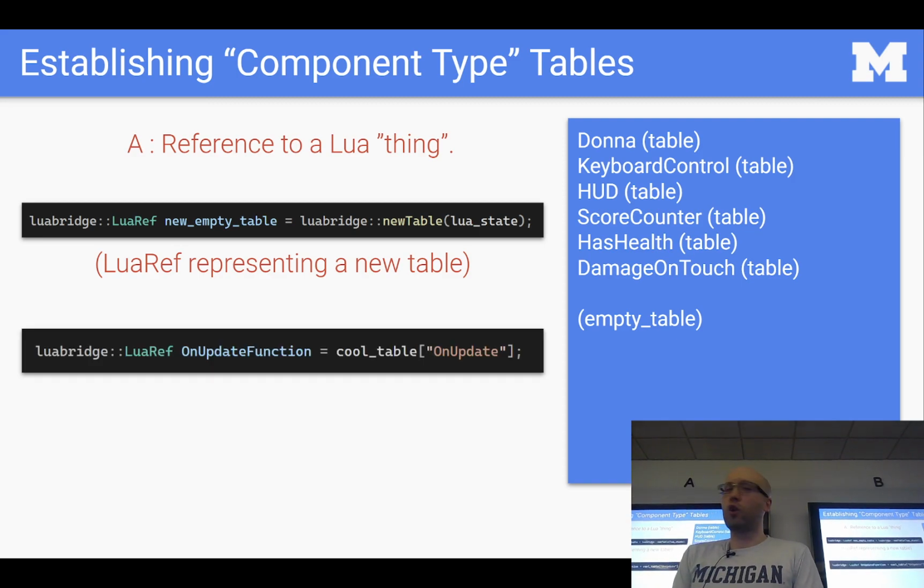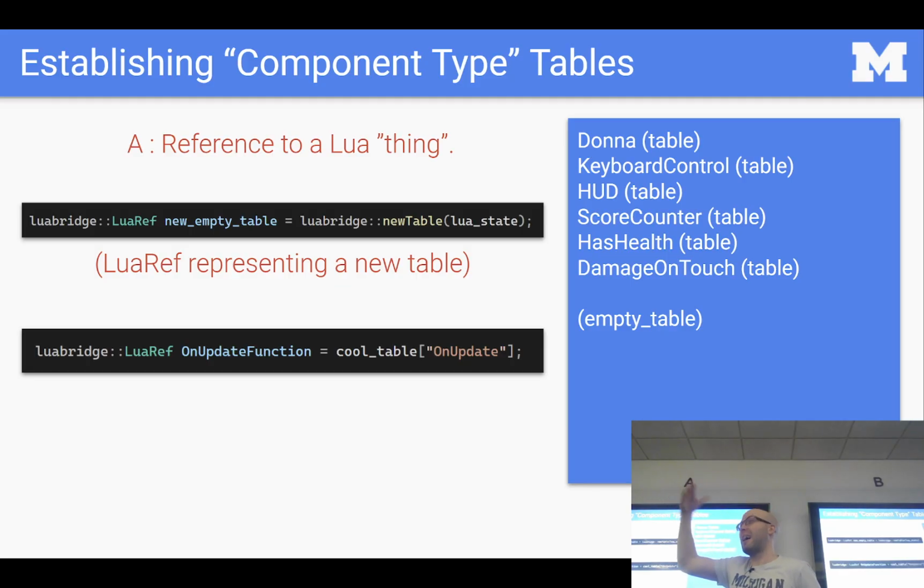Now, here's something really cool. You can take a Lua-ref representing a table, let's say it's called cool table now, and you can say, well, I want a reference to a function on that table. Let's say that we have a function called onUpdate on our table. Can any of you think about why that might be the case? Why would we ever have a table that has a function in it called onUpdate? Yeah, if the table's a component.